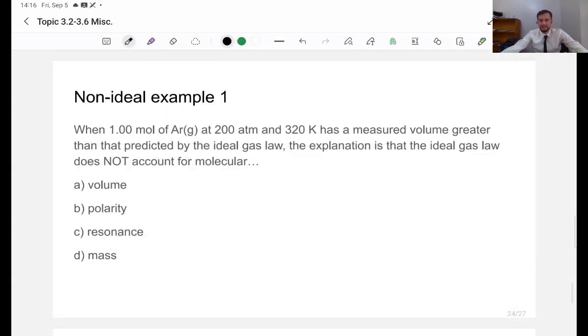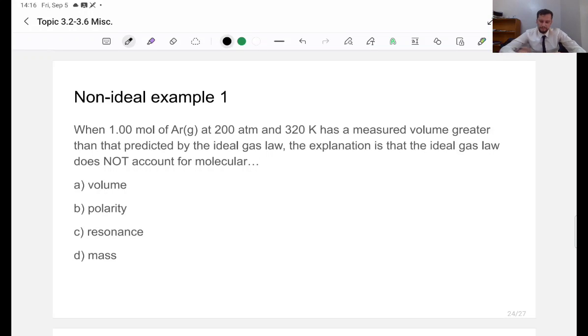So here's the non-ideal example. Well, it's a great non-ideal example. A phenomenal non-ideal example. So go ahead and read this one and answer it, and then we'll go over it. Okay, so hopefully you answered this one.